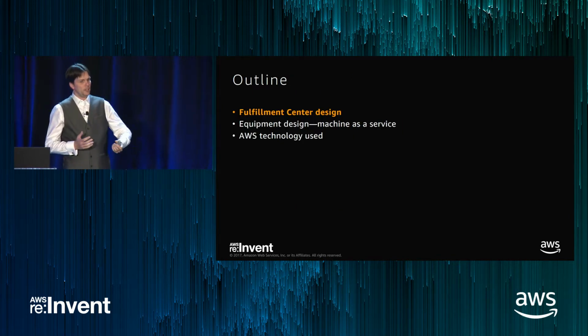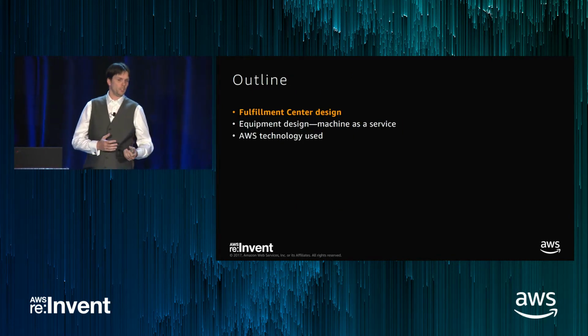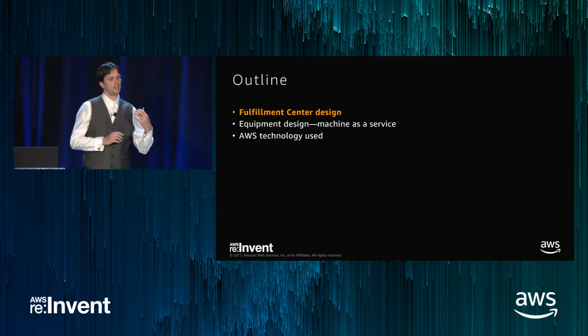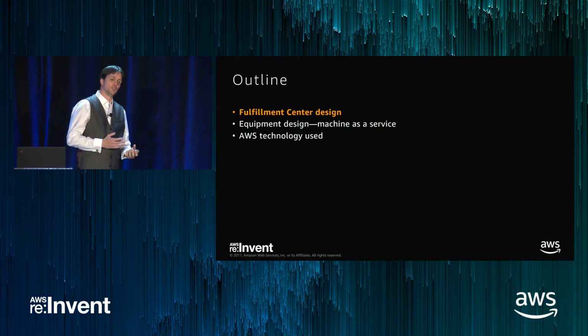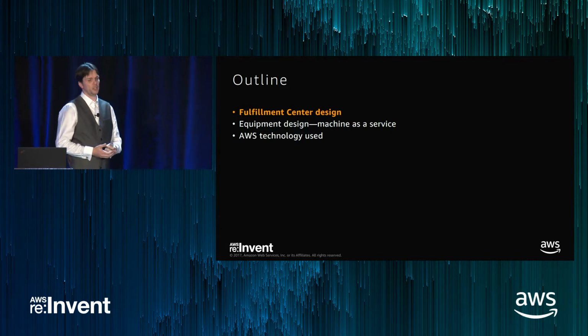So the outline here is what we're doing with the designs, fulfillment center design. Then I want to touch on our equipment design, what we're talking machine as a service, and also the AWS technologies that we've used there.